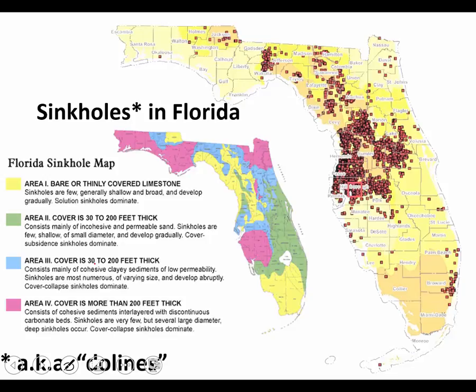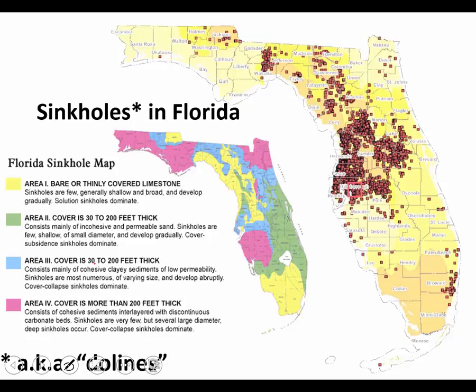So in yellow, where you notice there's not many sinkholes, you have either bare or thinly covered limestone. So if you have a sinkhole, it's a solution sinkhole. Then areas that are covered. Well, you've got 30 to 200 feet. And then more than 200. Now within 30 to 200, you've got two different kinds. You've got material that is permeable sand, and there you have cover subsidence typically, and you have material that's impermeable clay. There you have cover collapse.